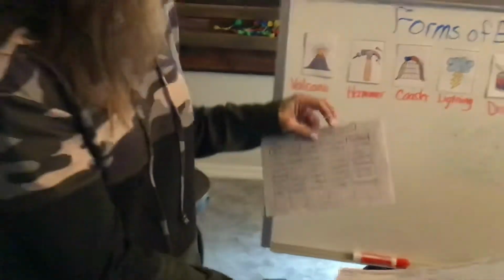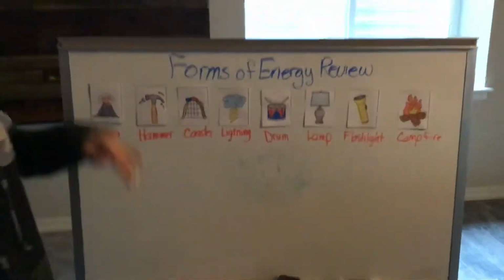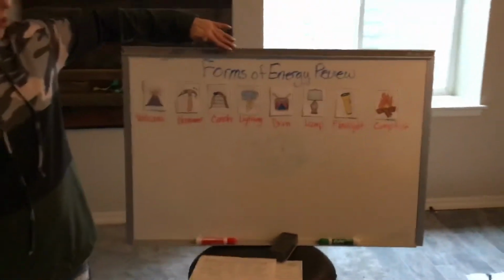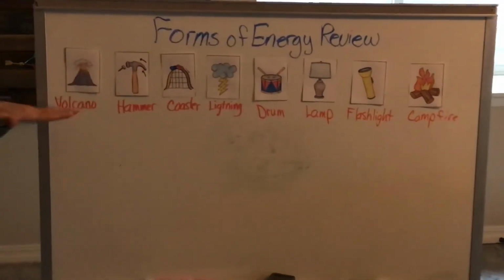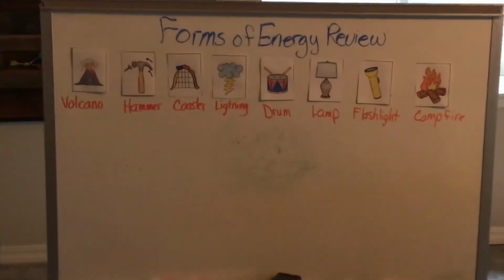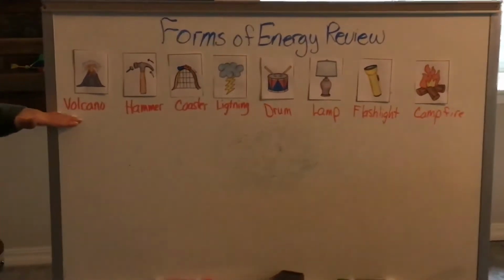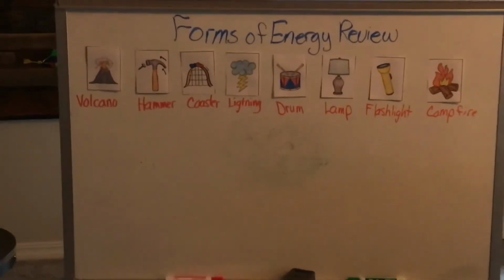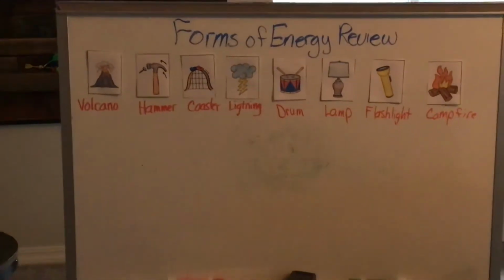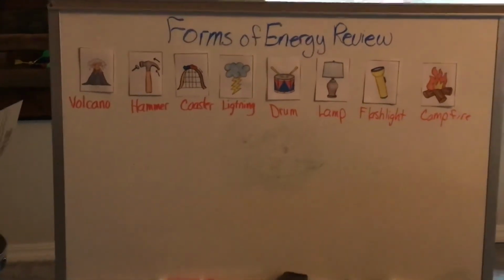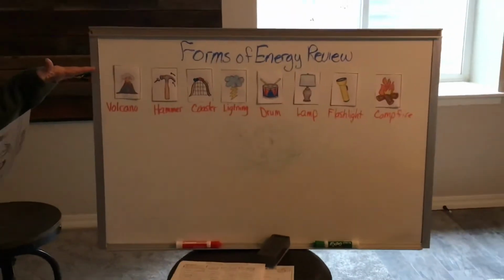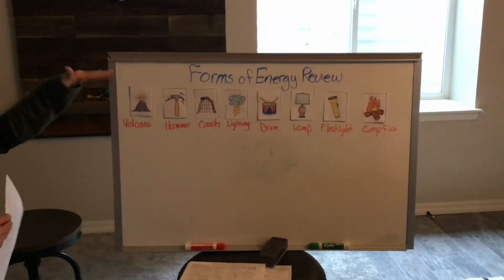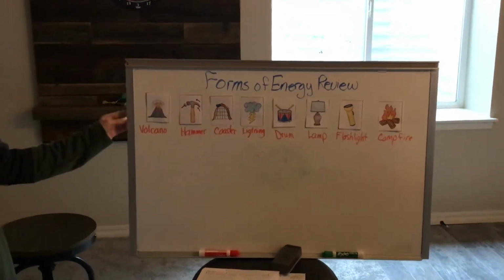Now you're going to turn to another page in your notebook, and you're going to write forms of energy review. Now you don't have all these picture cards, so I wrote the words underneath them. So underneath here, you need to say, what form of energy did these objects produce? And remember, they can produce more than one form of energy.